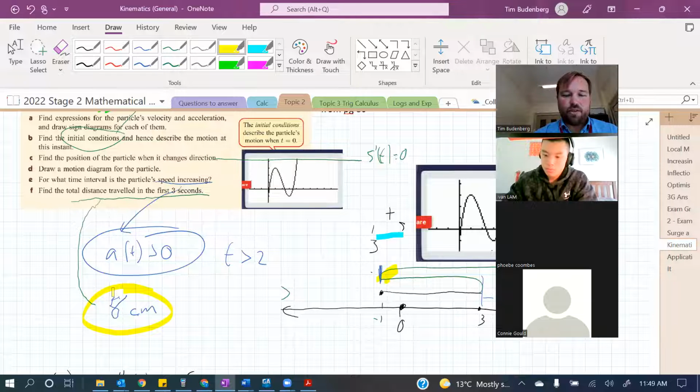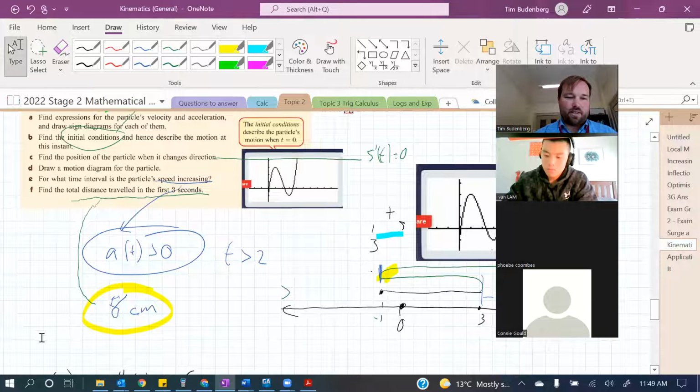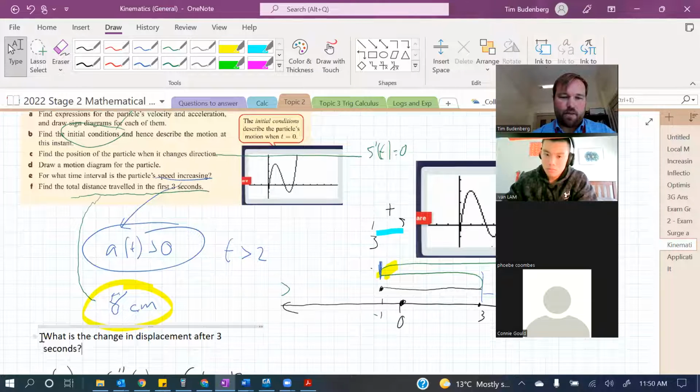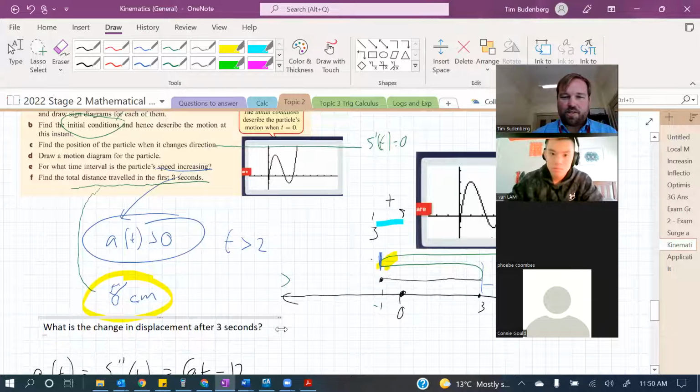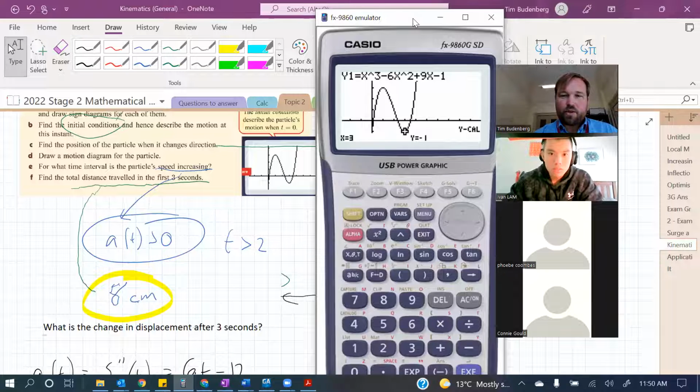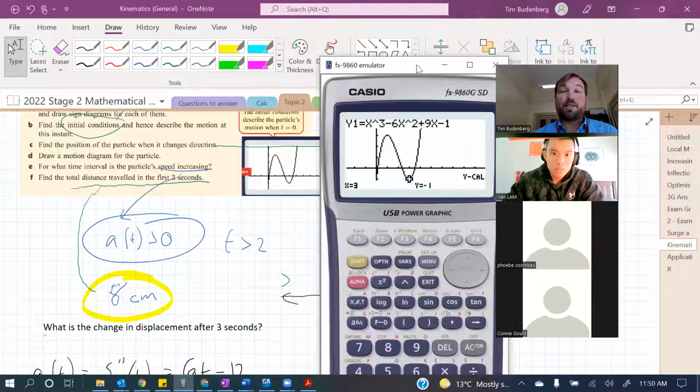Note, there is a trap type question here. If they asked, what is the change in displacement after 3 seconds? Can anyone tell me what the change in displacement is after 3 seconds? -1. I guess the displacement at 3 seconds is -1. The change in displacement, and this is brutal, is 0.